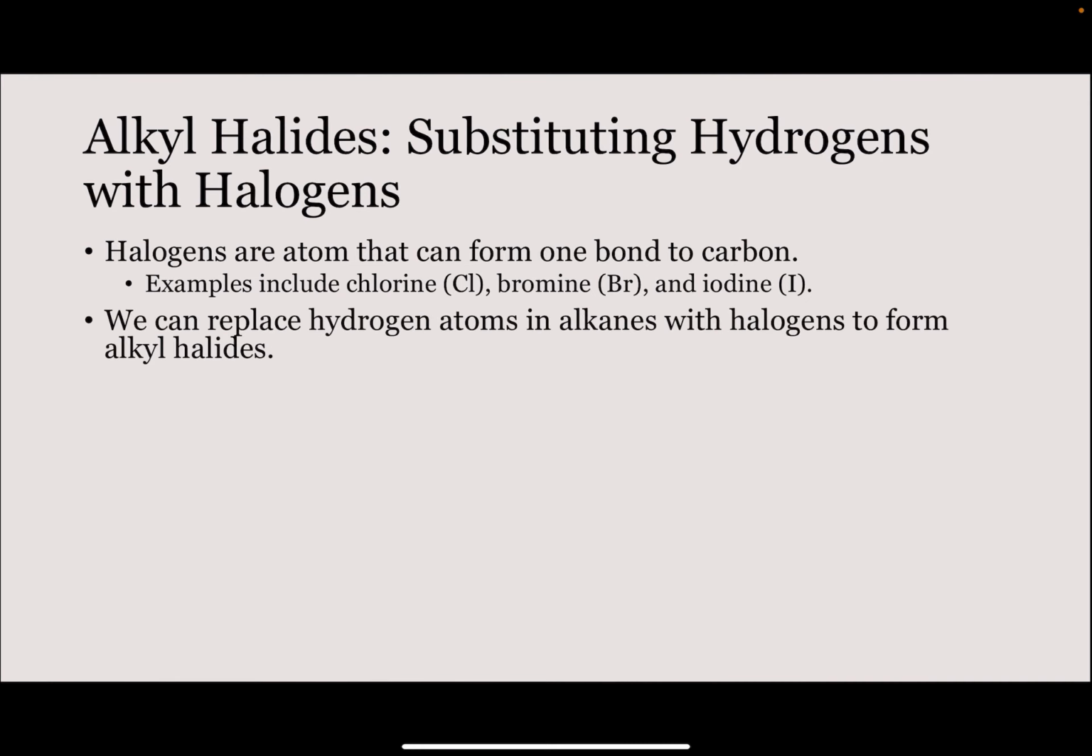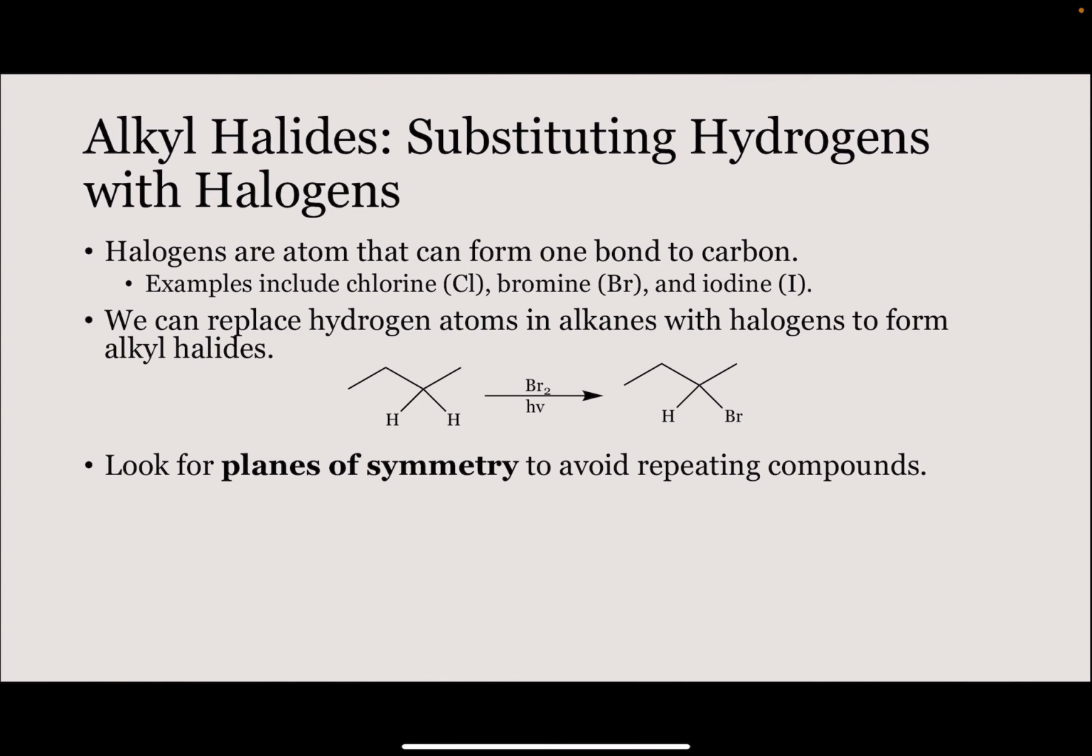Essentially, we can replace a hydrogen atom in an alkane with a halogen to form what's called an alkyl halide. So essentially what we do is take a hydrogen on the alkane and replace it with the bromine. Essentially, we are adding a sort of labeling to our problem. This is a type of chemical reaction that allows such a thing to happen. What we're going to do again is look for planes of symmetry to avoid repeating compounds.